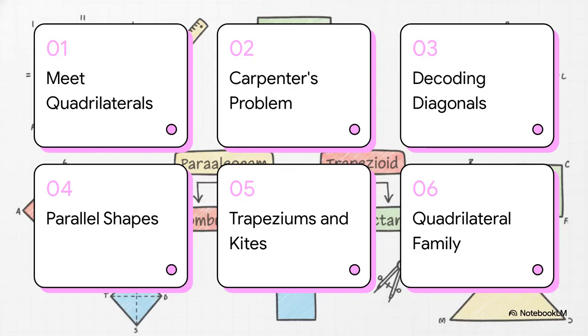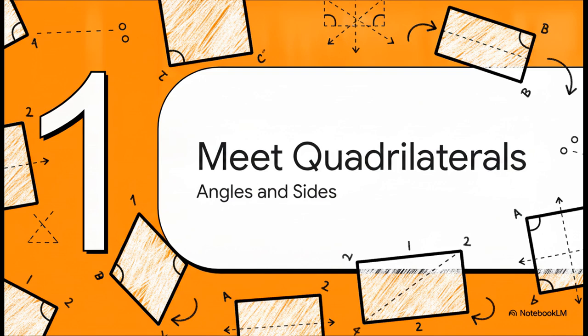So here is the roadmap for our investigation today. First, we'll meet the quadrilaterals, then tackle the carpenter's problem, decode the diagonals, dive into parallelograms and rhombuses, explore trapeziums and kites, and finally bring it all together with the complete quadrilateral family. All right, let's kick things off. Section 1. Meet the quadrilaterals.